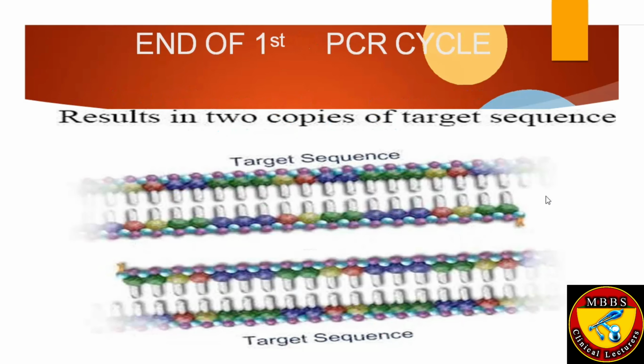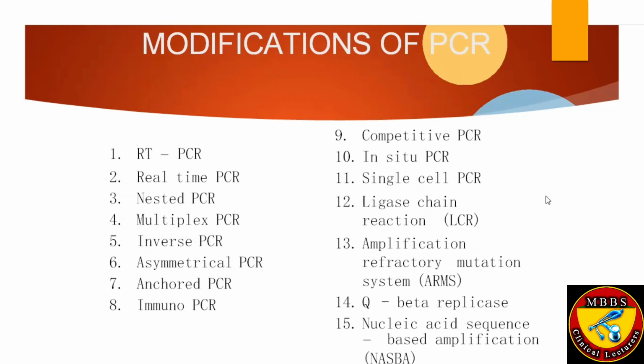So these are the modifications that now come: real-time PCR, RT-PCR, nested PCR, multiplex PCR, inverse PCR, asymmetric PCR, immuno-PCR, competitive PCR, in situ PCR, single-cell PCR, ligase chain reaction, amplification refractory mutation system, Q-beta replicase, nucleic acid sequence-based amplification. So these are all the modifications of PCR that have come in recent days.